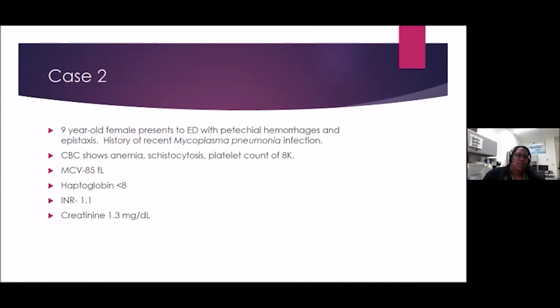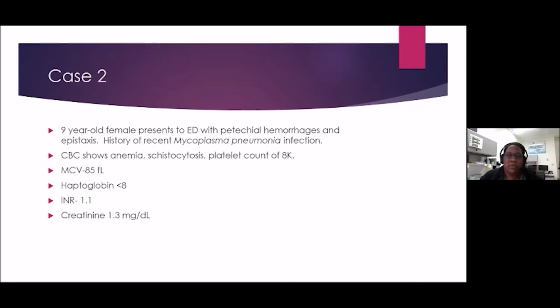Okay, second case, similar, but a little different. We have a 9-year-old female. She presents to the ED with petechial hemorrhages, diffuse petechial hemorrhages, epistaxis. She had a history of recent mycoplasma pneumonia infection. So she's anemic. She has schistocytes, and her platelet count is 8,000. Her MCV is 85, about normal.